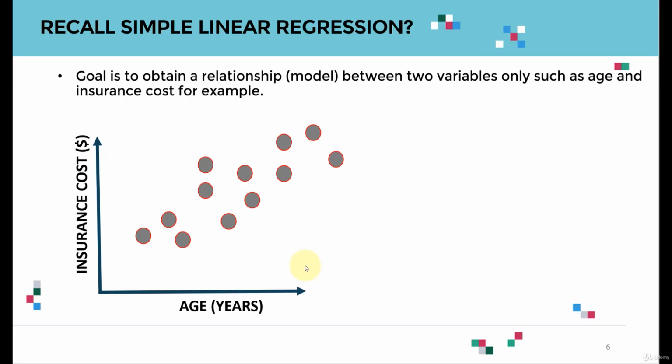So if you remember from the previous project, we covered simple linear regression. The goal of simple linear regression is to obtain a relationship, or what we call a mathematical model, that can govern the relationship between two variables only. That's a very important keyword, that we're only dealing with two variables when we deal with simple linear regression. And actually that's why we call it simple to start with.